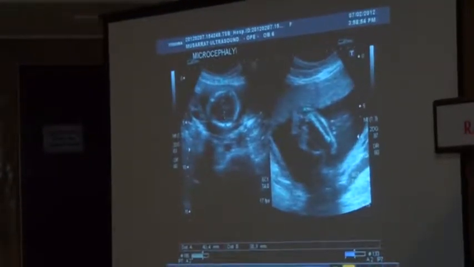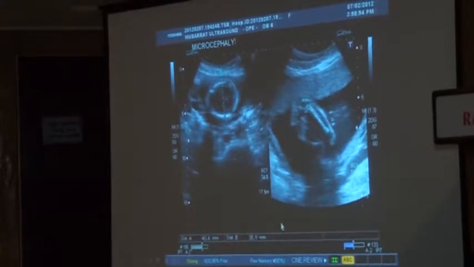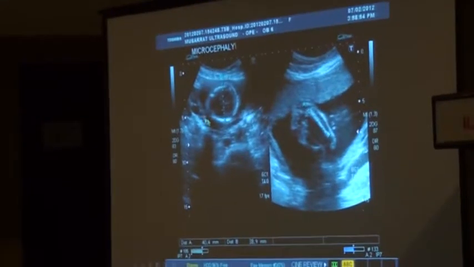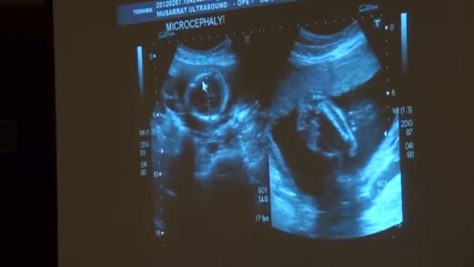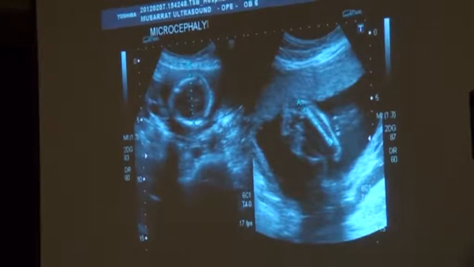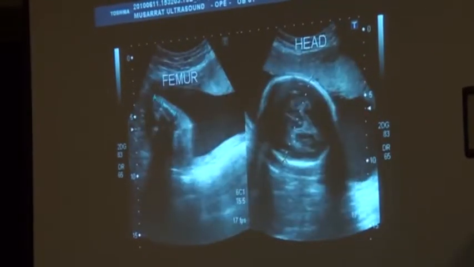So here is the practical. Here is the femoral end and here is the head. According to LMP, it corresponds to the femoral length. The head is small, you do the head circumference, you do the BPD, and it does not correspond with the femoral length. That means we are dealing with microcephaly.